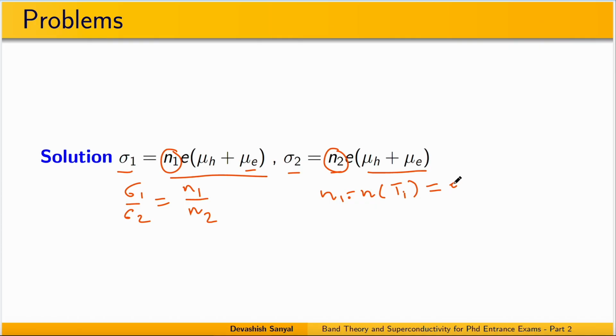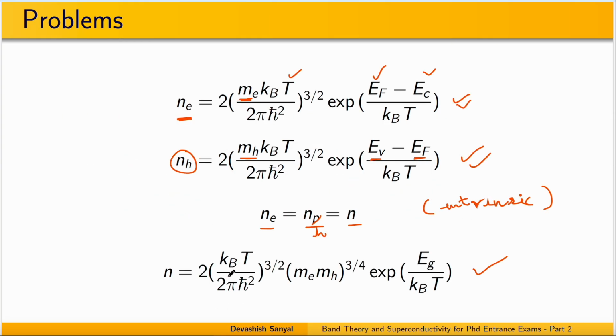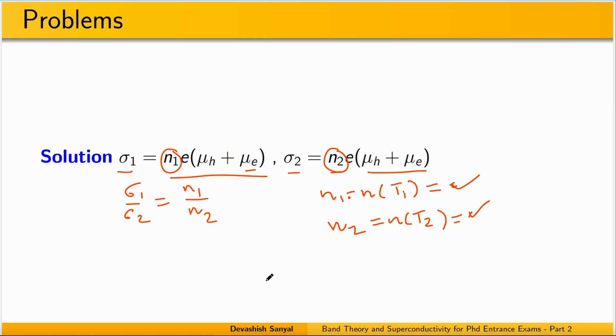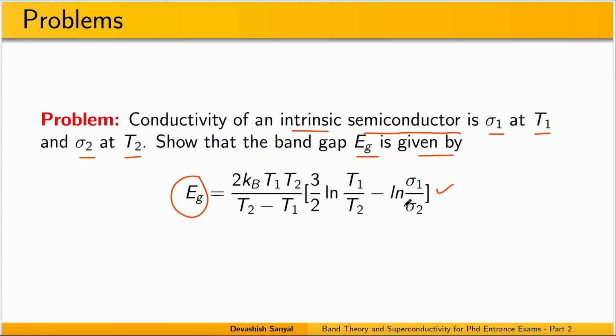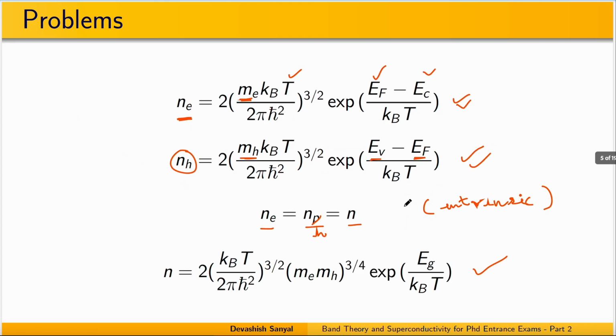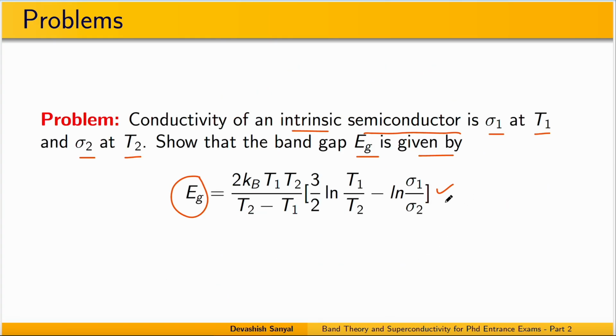Write it down. And N2 is N at T2, which is this. And that's it. So divide these two expressions and you will get this answer. From here you will get this answer.